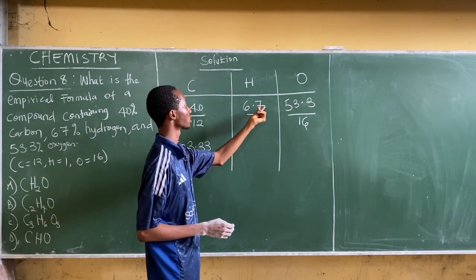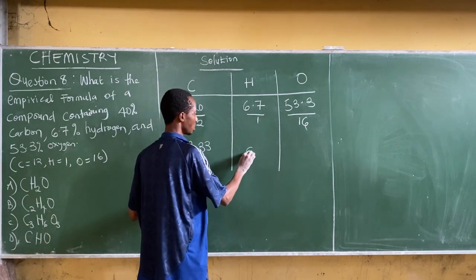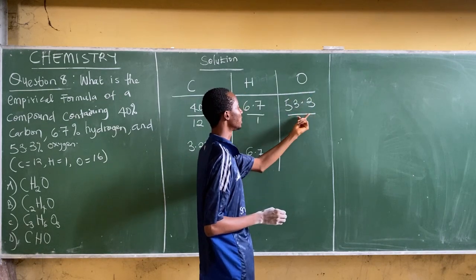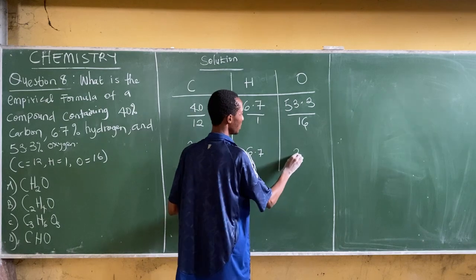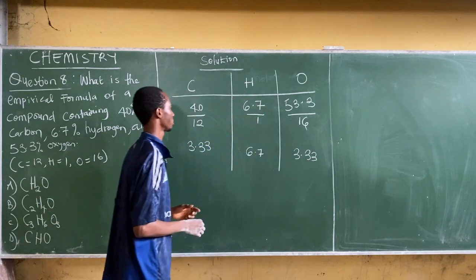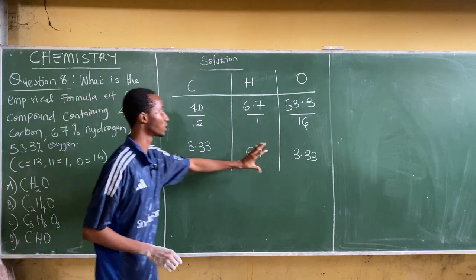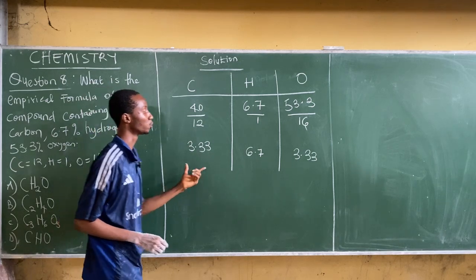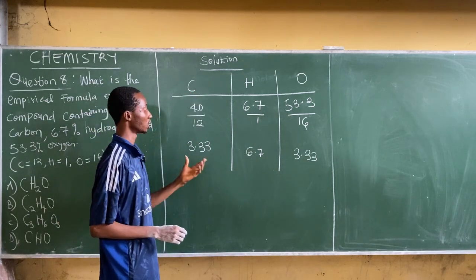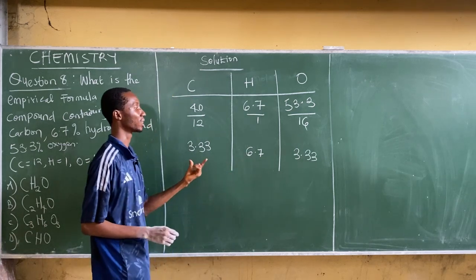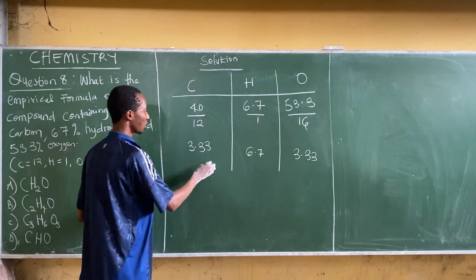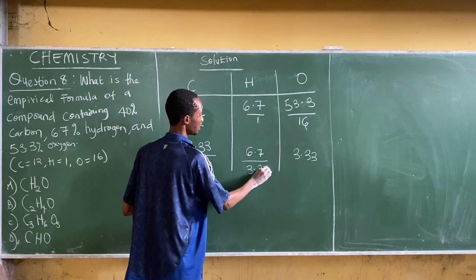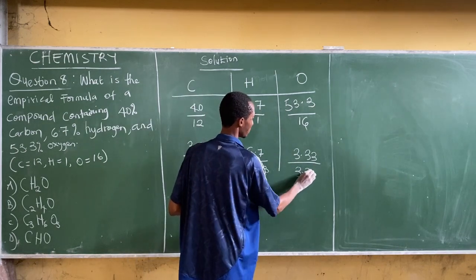Hydrogen here, which is 6.7 divided by 1, will give you 6.7. For oxygen here, 53.3 divided by 16 will give you 3.33. At this point, you look for the smallest value and you divide through by the smallest value. The smallest value we have here is 3.33. If we divide by the smallest value, 3.33, we have 3.33 divided by 3.33, 6.7 divided by 3.33, and 3.33 divided by 3.33.